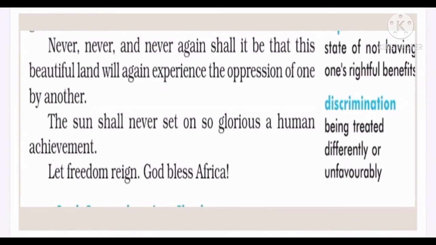Never, never, never again shall it be that this beautiful land will again experience the oppression of one by another. Then he said, in his country, nobody would again be oppressed by another people. The sun shall never set on so glorious a human achievement, and the sun will always keep on shining on so glorious a human achievement. Let freedom reign. God bless Africa. Let freedom rule, and may Africa be blessed by God.